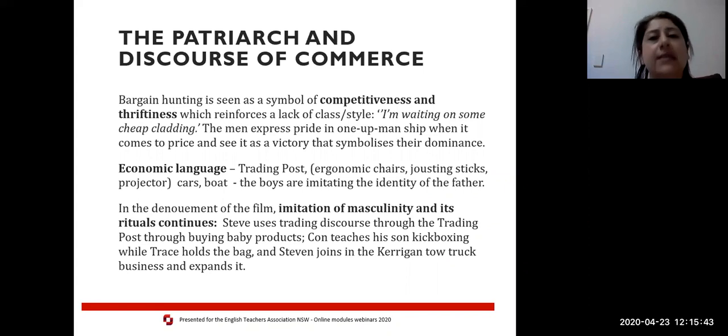And some of the objects are ridiculous things, as I've put there: ergonomic chairs, jousting sticks, a projector, although ergonomic chairs in these days when we're all at home Zooming and needing a good chair, maybe not so irrelevant. But what we see with the trading post is the idea of the son imitating the father. So the son has learnt to imitate the conversations of the father. And that is where we start to see the rituals and behaviours I was talking about earlier, with the imitation of behaviours, customs, values being carried on through the family.